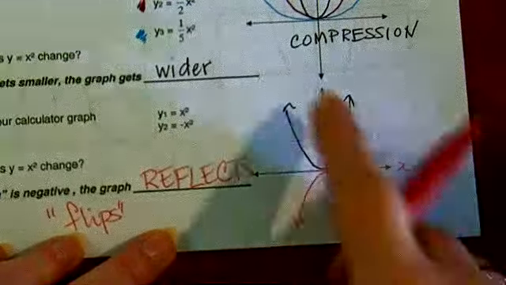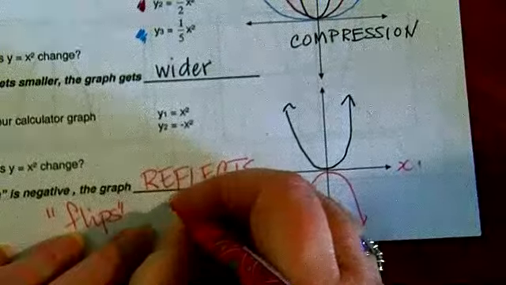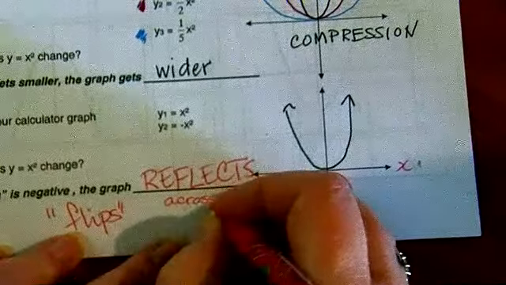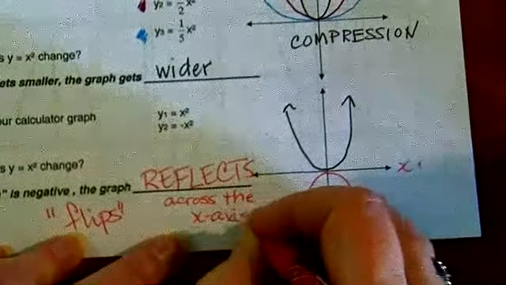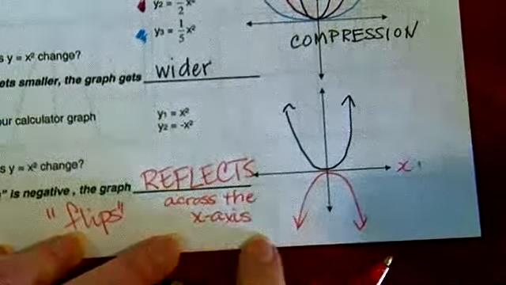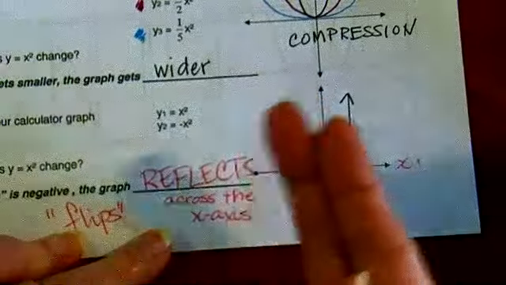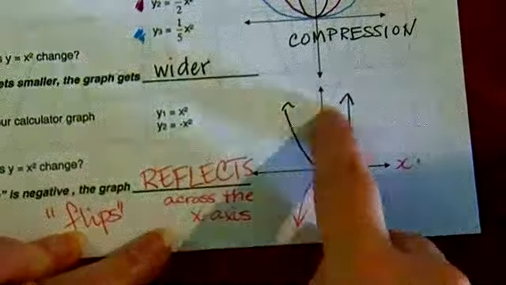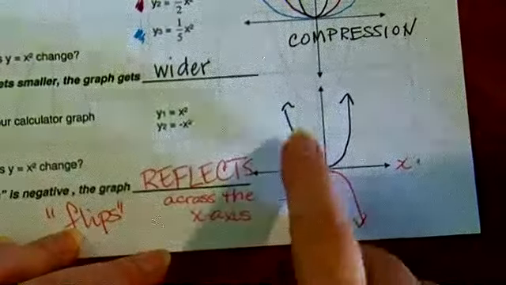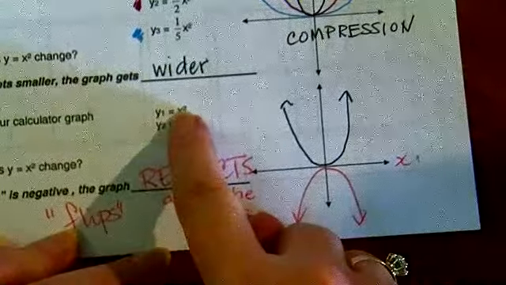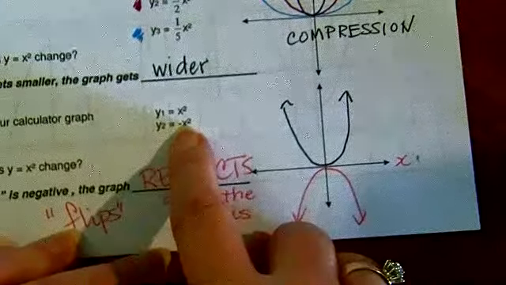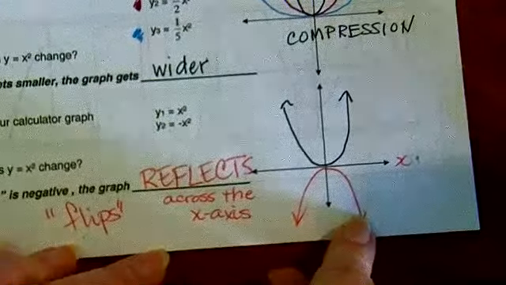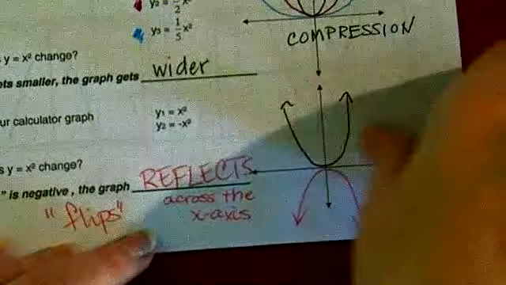This is the x. This is what's acting like the mirror. And when they get real specific, they will use all of this language, reflects across the x-axis. We'll get more advanced, we'll reflect this way, but right now we're reflecting up to down or down to up. So if in front here is positive, it opens up. If the x squared term is negative, it opens down. So that's something to keep in mind.